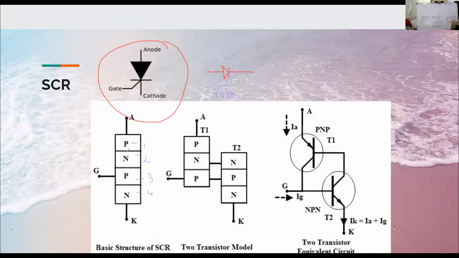How many junctions have we got? I'll take a red color. 1, 2, 3. It's a 3 junction device. So all this is going to be asked. Just basics you need to understand very well. 4 layer device and 3 junctions are there. PNPN. Let me divide it and see. I can divide it like this and also like this.